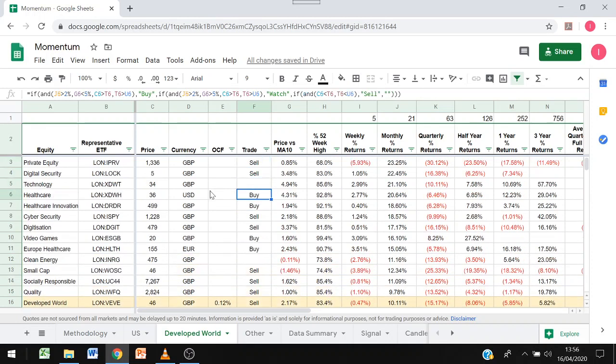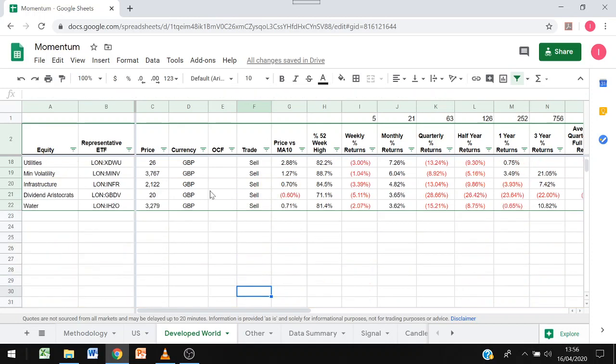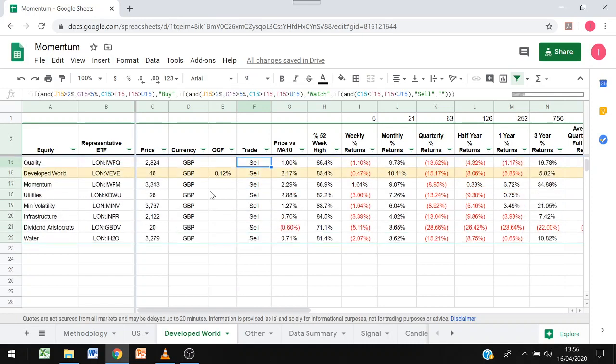And then we've got a couple of buyers here. One's a healthcare, but it's quoted in dollars, which is a bit unfortunate, so there'll be higher trading costs with that. And then this healthcare innovation is coming through as a buy. And down here, we've got various factor ETFs.